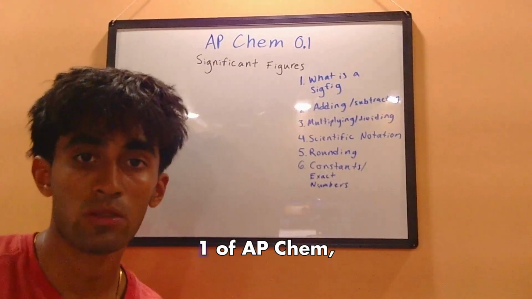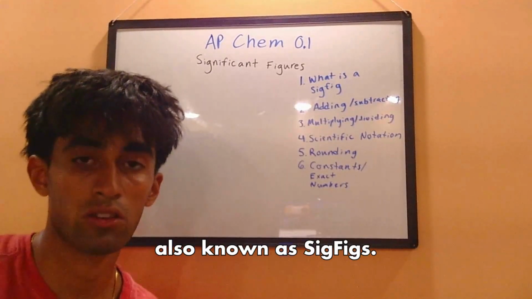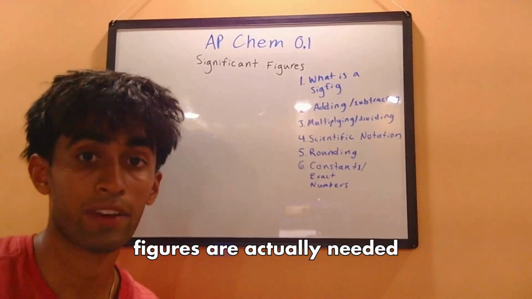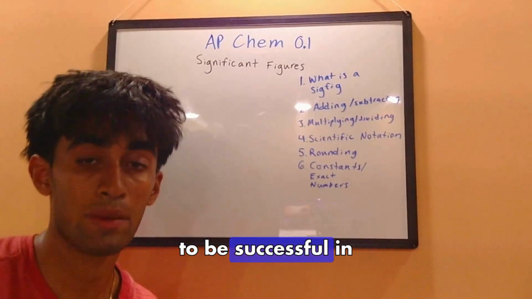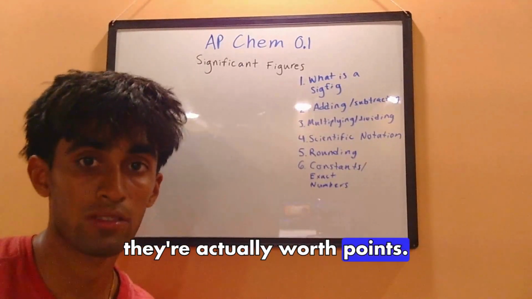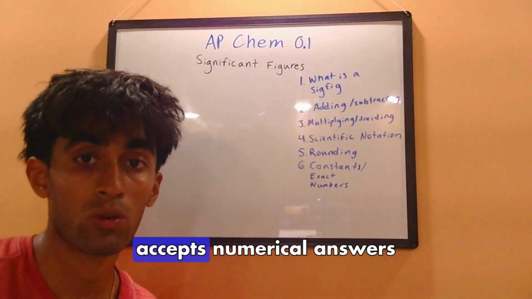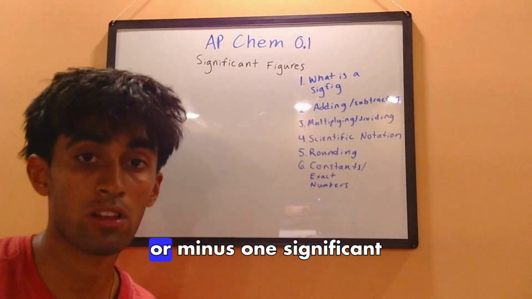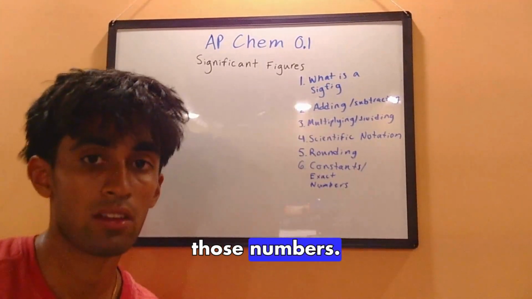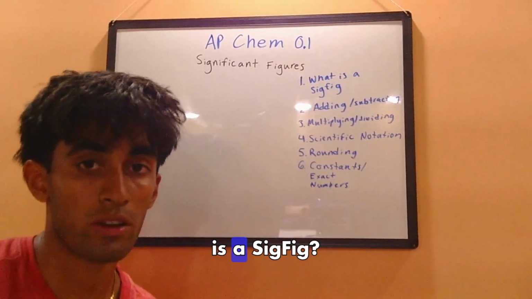Welcome to Unit 0, Lesson 1 of AP Chem, Significant Figures, also known as sig figs. Well, why are we doing a Unit 0? That's because significant figures are needed to be successful in the course and on the exam because they're actually worth points. And College Board only accepts numerical answers that are plus or minus one significant figure for those numbers.